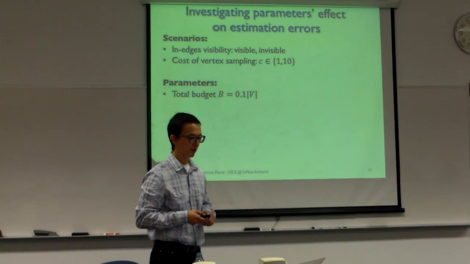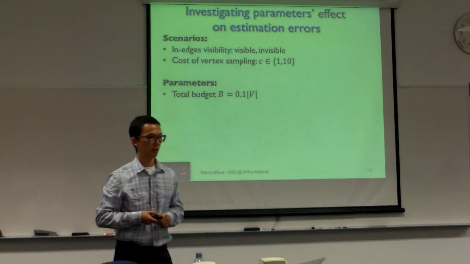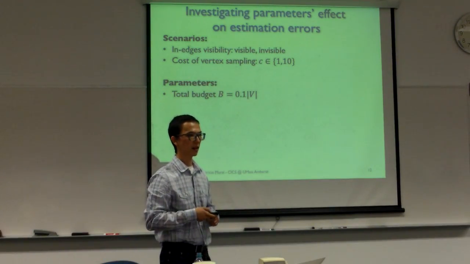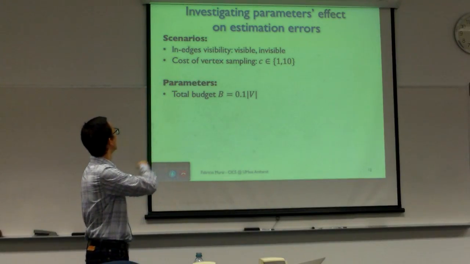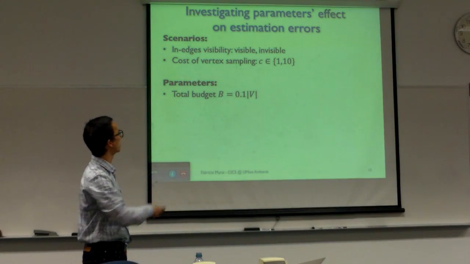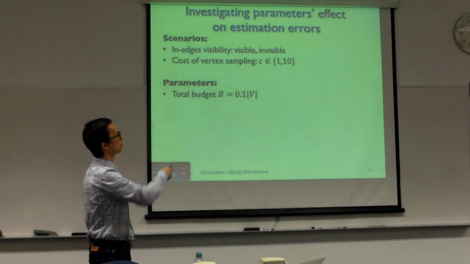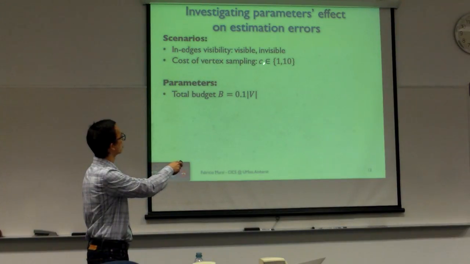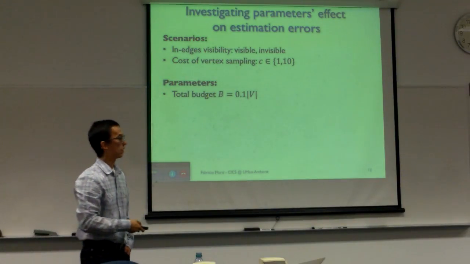So as another contribution, we investigate the effect of the DUFS parameters on estimation errors in order to propose practical guidelines on how to set them under different scenarios. The scenarios we consider vary according to the in-edges visibility. In some cases, we see both incoming and outgoing edges. In other cases, we just see the outgoing edges. The cost of vertex sampling also varies. So we consider C equal to 1 and C equal to 10.